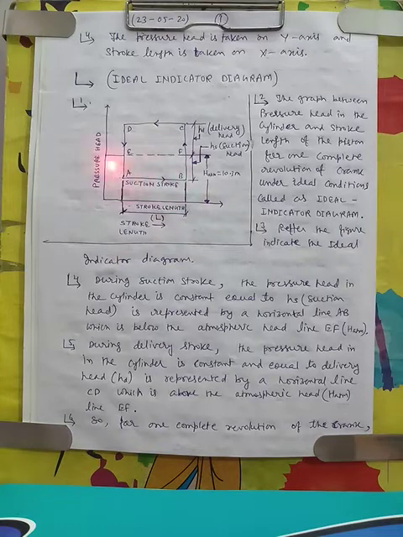So we need to understand that this line indicates the atmospheric head. Below the atmospheric head, whatever head is reduced in the pump is the suction head, and during the delivery stroke, whatever head rises above the atmospheric head is the delivery head. In this way, this is the ideal indicator diagram.